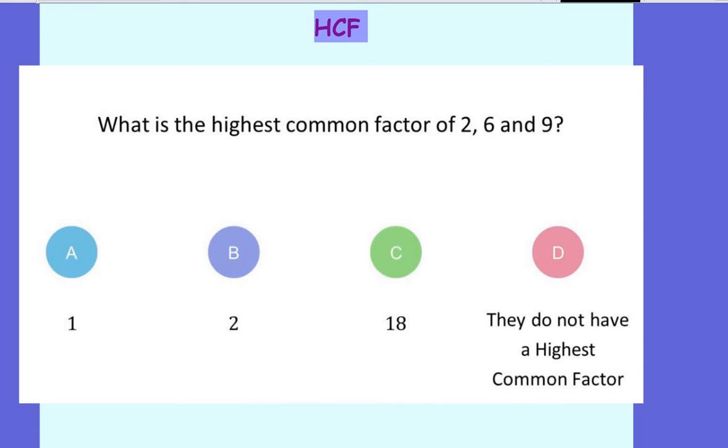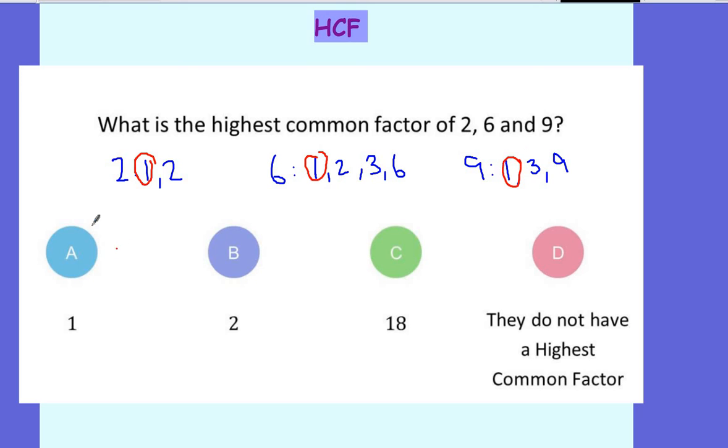Last question, what's the highest common factor of 2, 6 and 9? This is a tricky one. Pause the video and have a think. Okay, let's go through it. So 2 has only got 2 factors, 1 and 2. 6, we just went through, it's got the factors 1, 2, 3 and 6. And 9 has just got 1, 3 and 9. So what's the highest number that's a factor of both of those, Ryan? Good spot, it's 1. The highest common factor of those numbers is just 1, which is A.